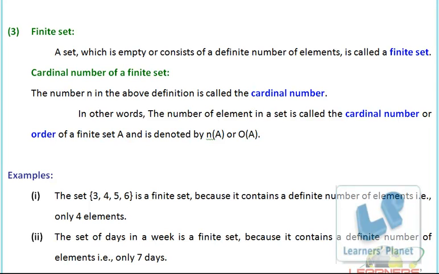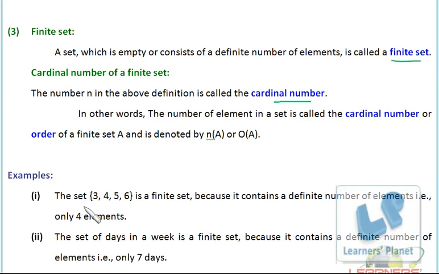Next is finite set. A set which is empty or consists of a definite number of elements is called a finite set. And what is the cardinal number of a finite set? The number of elements in a set is called the cardinal number, or order, of a finite set A. Now what is a finite set? A finite set means the elements in that particular set can be counted, right?